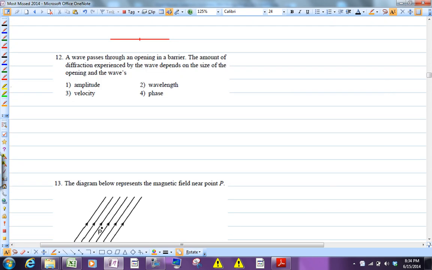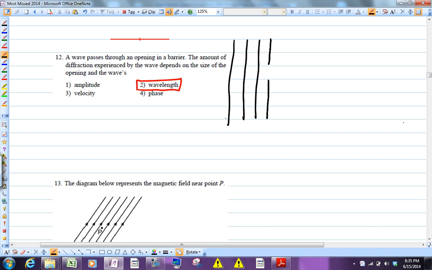12. 2. As it passes through a slit, the diffraction depends on the relative size of the wavelength to the opening. So let's say this is the opening. If you have waves that are pretty close in wavelength to the size of the opening, you're going to get it diffracting or spreading out quite a bit.